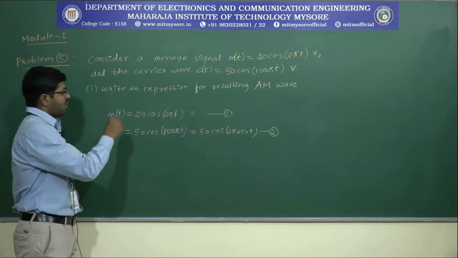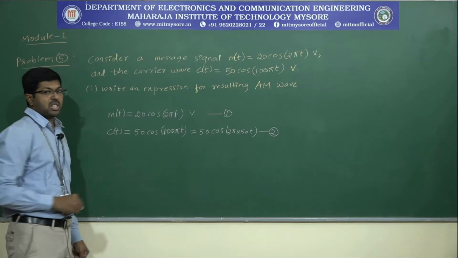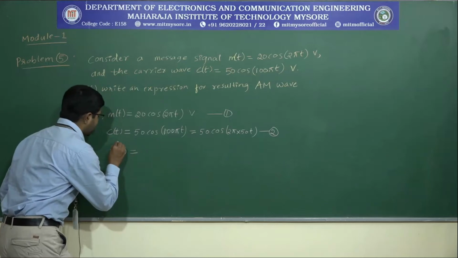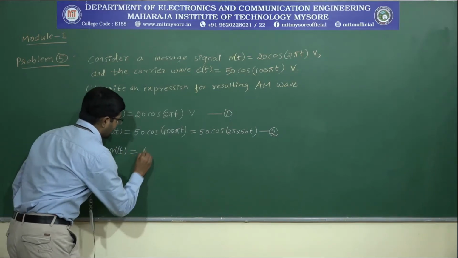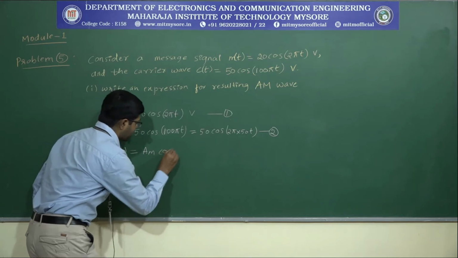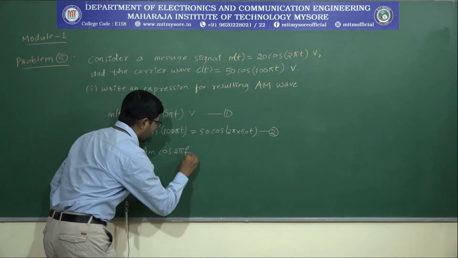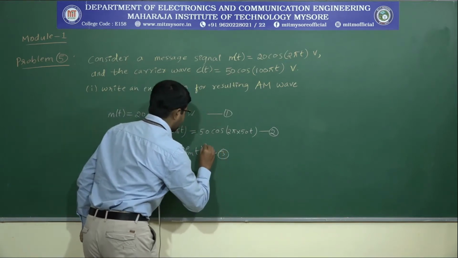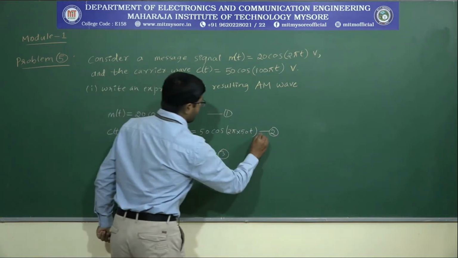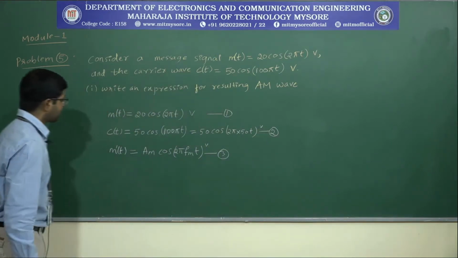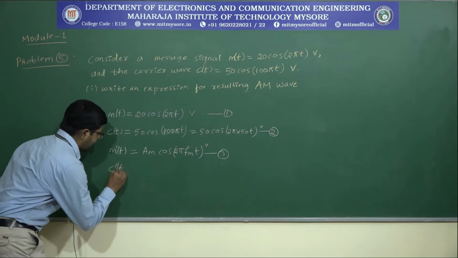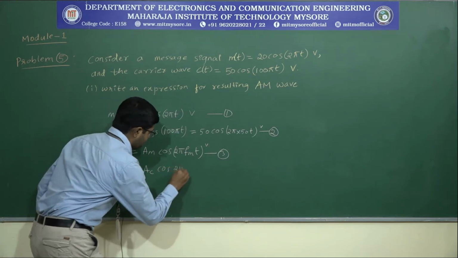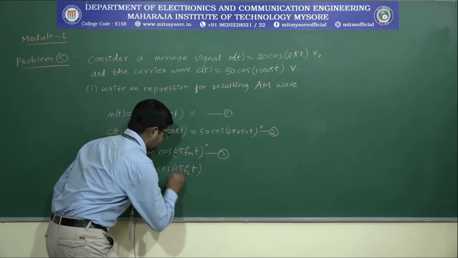Okay. So what are the standard message and carrier equations? In the derivation of the AM wave we have studied that the standard message equation, let it be m dash of t, is Am cos 2 pi fm t. Let this be equation 3. Of course the unit will be volts. The carrier signal c dash of t, the standard equation, is Ac cos 2 pi fc t.